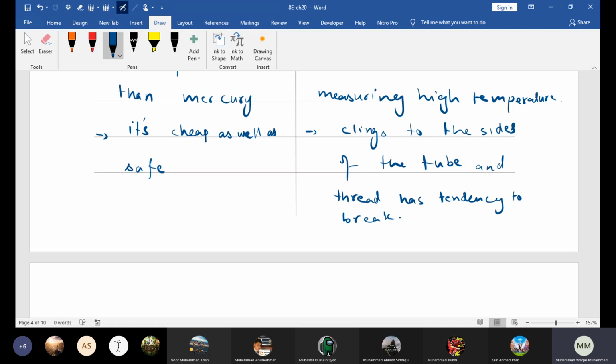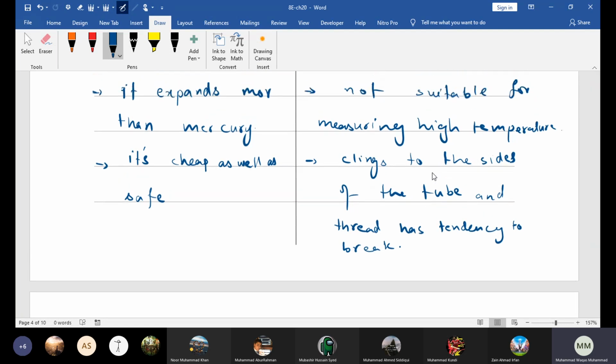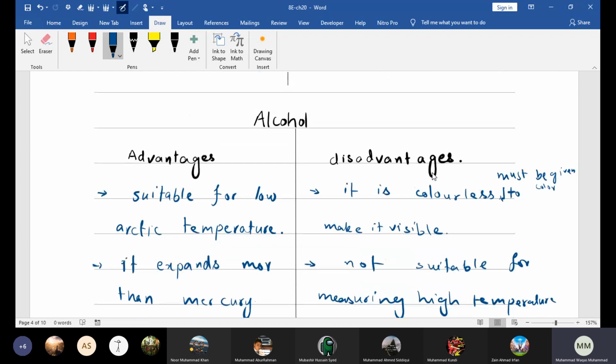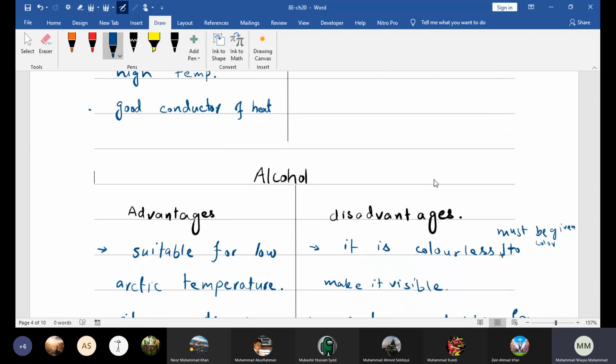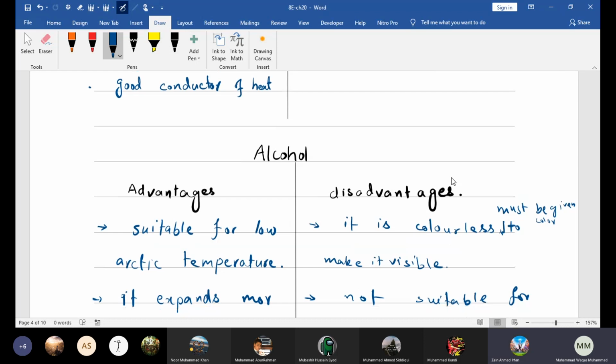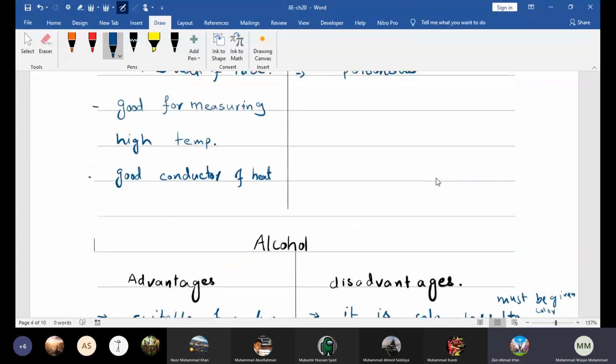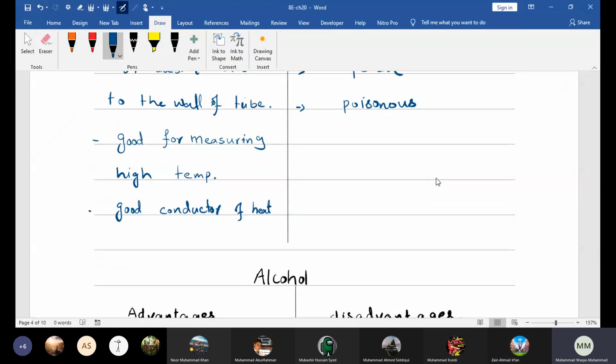So beta, these are some advantages and disadvantages of using mercury or alcohol. Now, if you are designing a thermometer to be used in very cold places where the temperatures are very low, let's say minus 40 or something like that, what would you use? Alcohol. Shabash. And if you are using a thermometer in a physics lab where you have to measure the temperature of boiling water and other high temperatures, what will you use? Mercury. Shabash.